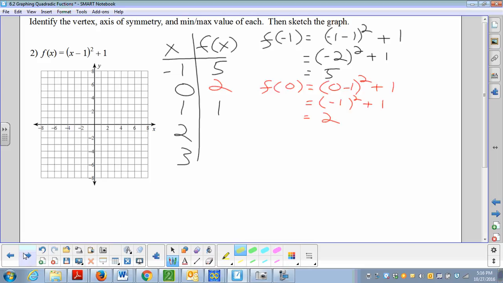Now I'm going to plug in 0. When I plug in 0, 0 minus 1 is going to give me -1. -1 squared is 1, and 1 plus 1 is 2. So my next f of x value is 2.